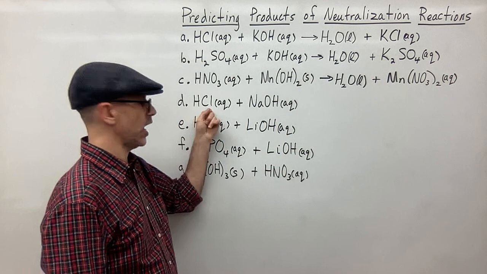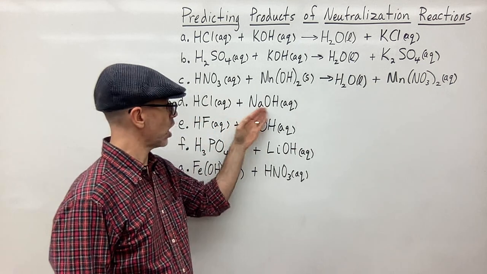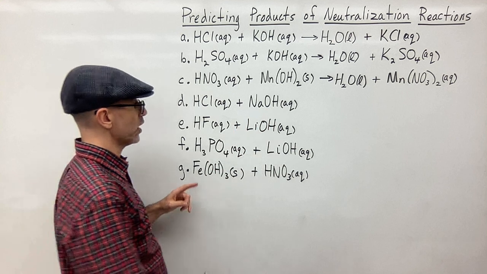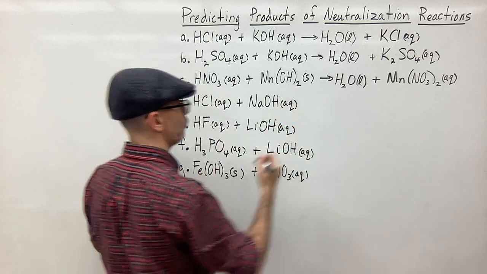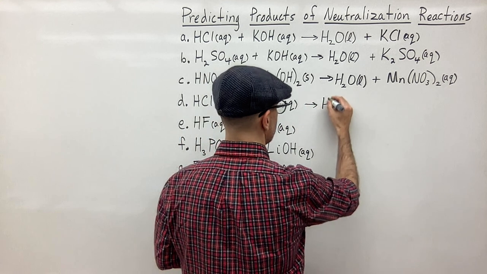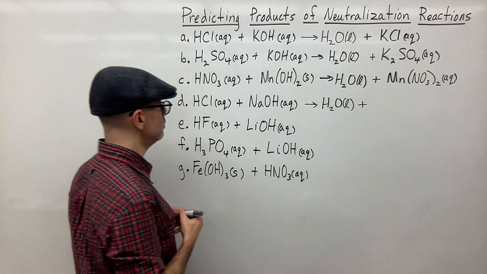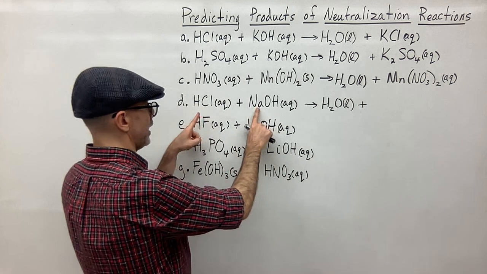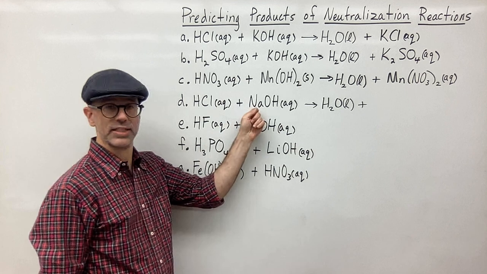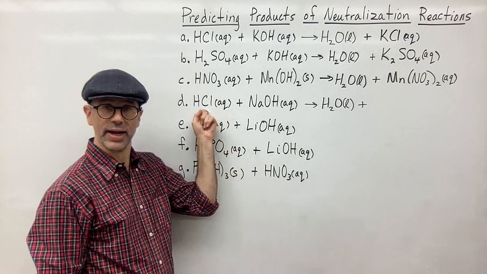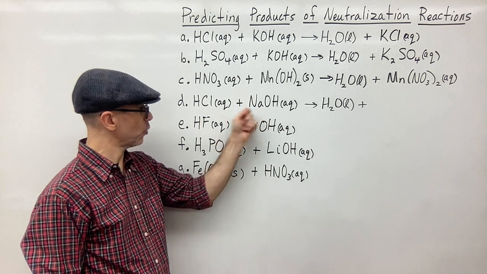Next, we have HCl, hydrochloric acid, a strong acid, and sodium hydroxide, a strong base. So we're going to, again, put the outside ions together. So H and OH go together to form water. H2O liquid plus we form the Na, the sodium and the chloride go together. That would be NaCl. So sodium has a +1 charge, chloride has a -1 charge. So that's going to balance out 1 to 1.